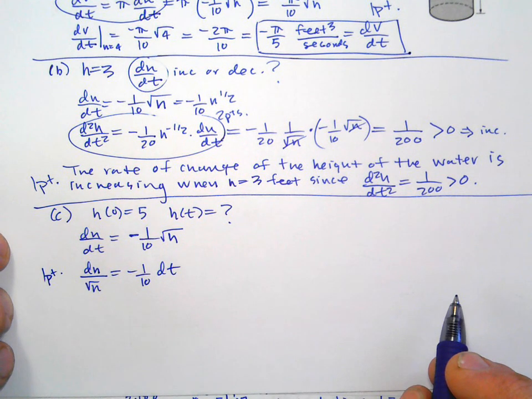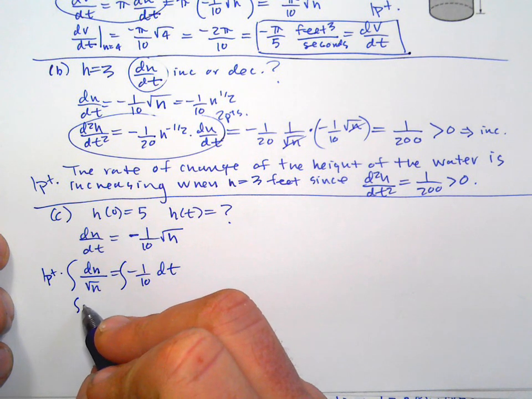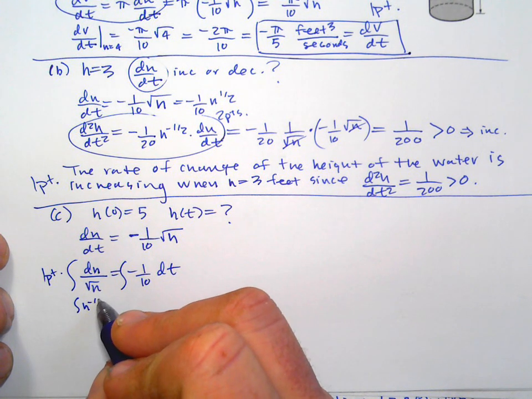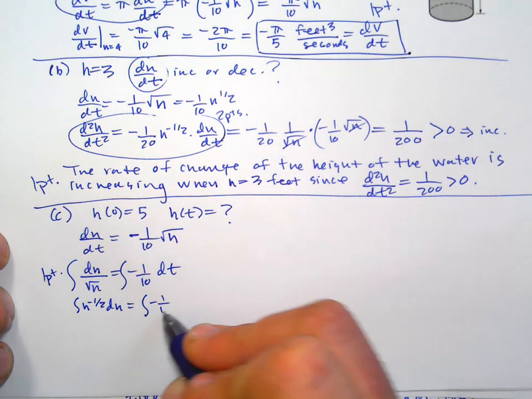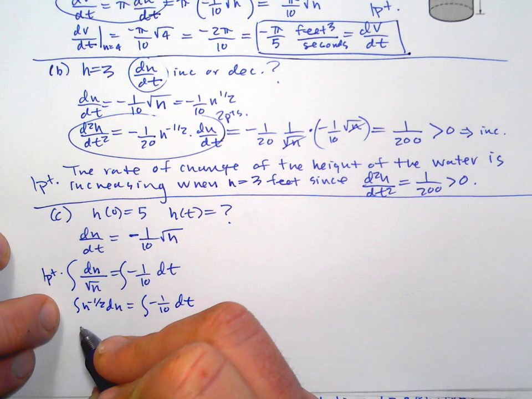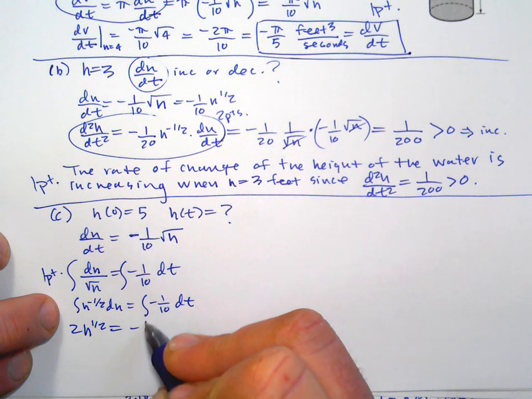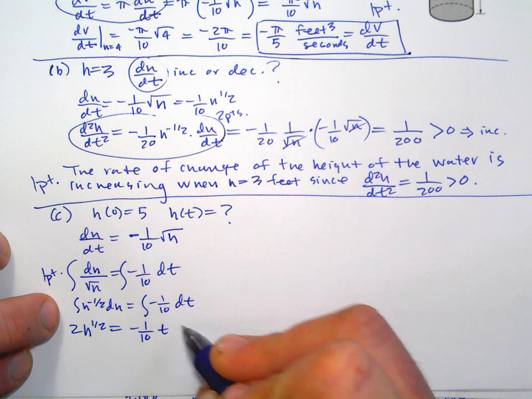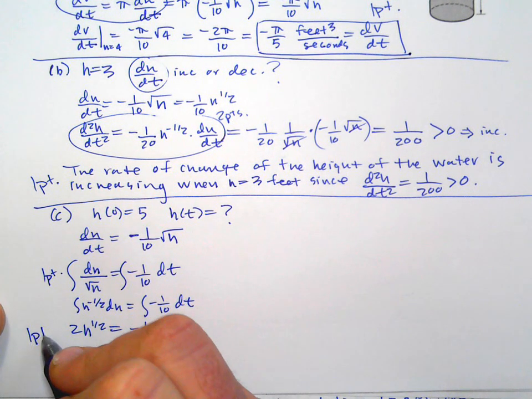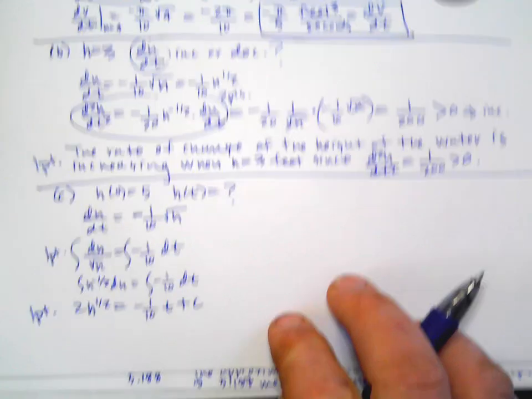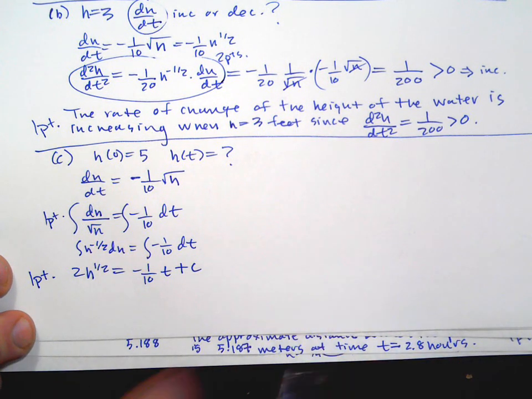Okay. We need to integrate both sides. Now I'm going to rewrite this one as h to the negative 1/2. And so you're going to bump it up 1 and divide by the new exponent. This is going to be negative 1/10 t plus c. So you got 1 point for the antiderivatives. Now the plus c is usually a point, and then finding plus c is a point, but the plus c and finding plus c all together is your 1 point.